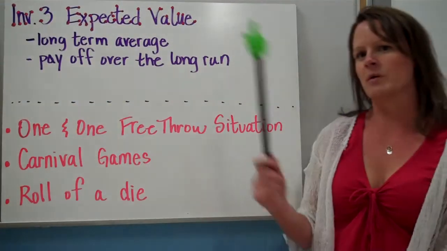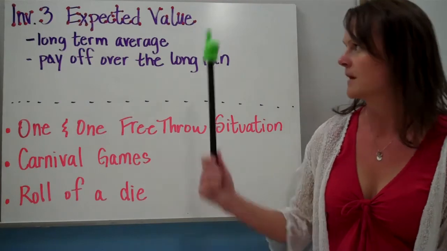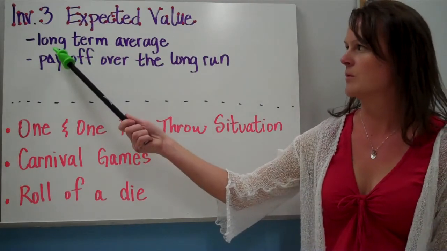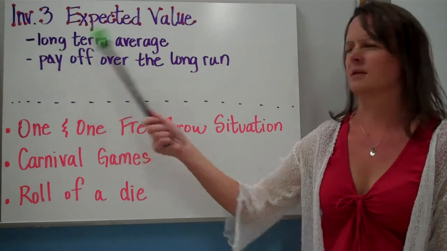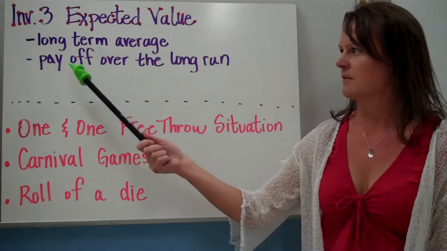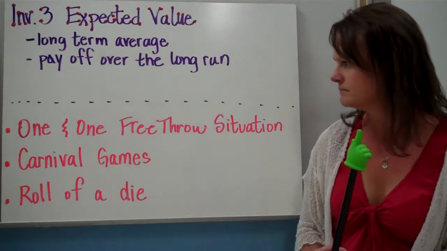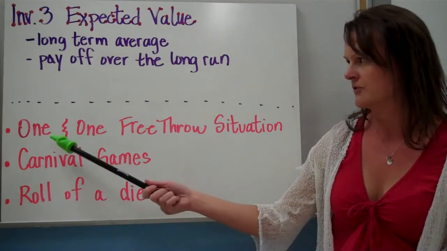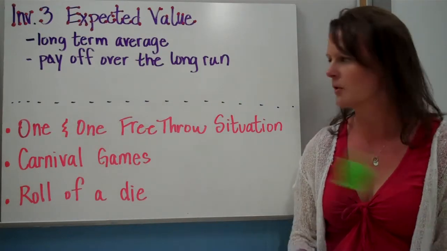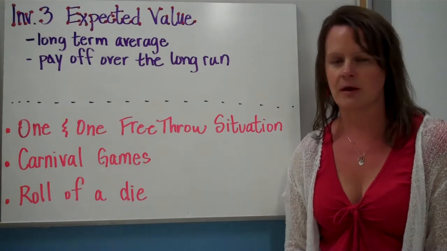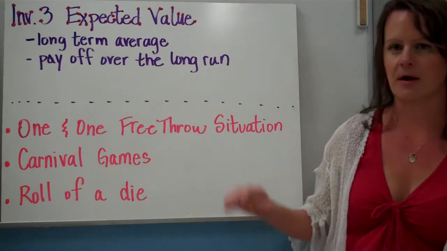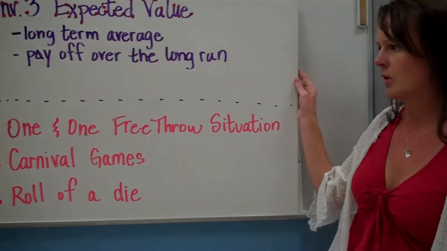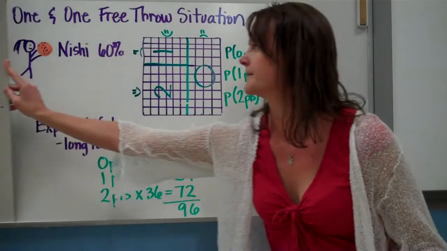So let's just review what we know about expected value. Expected value is what we mean when we say long-term average, or basically the payoff over the long run. To talk about expected value, I'm going to do a few examples: a 1-in-1 free throw situation, a carnival game, and a roll of a die. I'm hoping those 3 examples will help you understand that concept a little better.